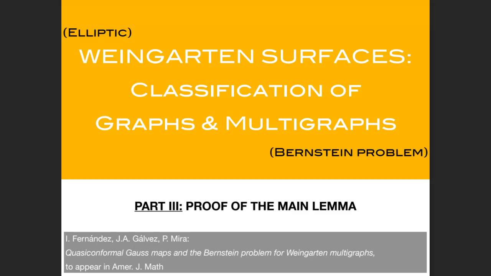Okay, so here we are in the third and final part of the talk, in which I'm going to present a sketch of the proof of the main lemma that we use to prove our results regarding the Bernstein type problems for elliptic Weingarten surfaces. Okay, so the main lemma, if you remember, deals with not elliptic Weingarten surfaces, but surfaces with quasi-conformal Gauss map. So let me start by recalling some definitions and properties.